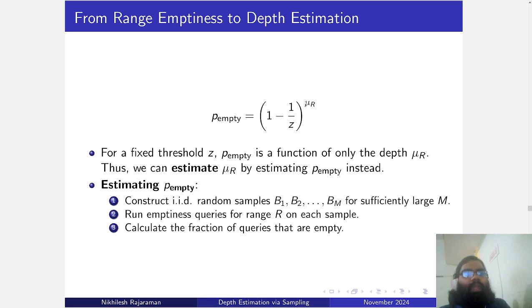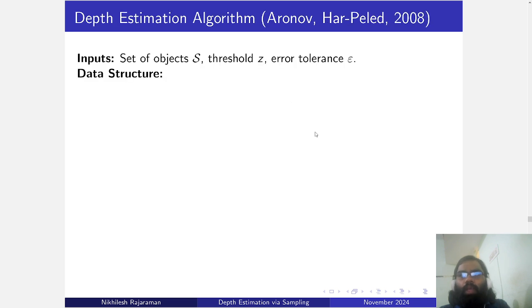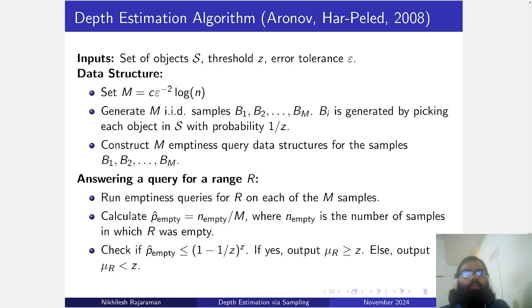Now, if mu r is greater than Z, since PMT is monotonically decreasing as depth increases, then PMT has to be less than 1 minus 1 by Z to the power of Z. You get that by just plugging mu r equals Z in this expression. And conversely, if the depth is less than Z, then PMT has to be greater than 1 minus 1 by Z raised to the power of Z. You can use this simple observation to answer the decision problem. So coming back here, this is exactly what we do.